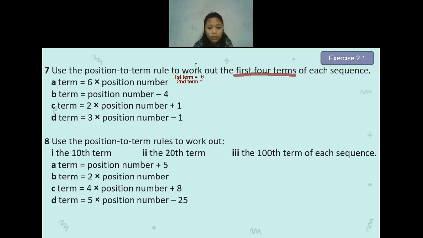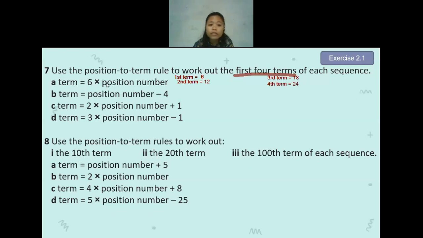No, teacher. The second term will be equal to 12. And then the third term will be equal to 18. And then the fourth term will be equal to 24. Is there anyone who is confused? No, teacher. Okay. No one is confused, really? Okay, then now let us continue to question B.